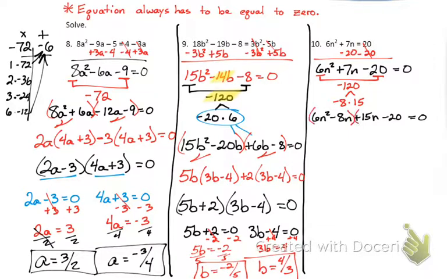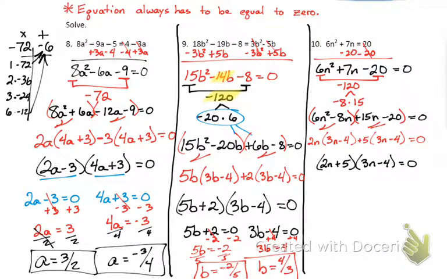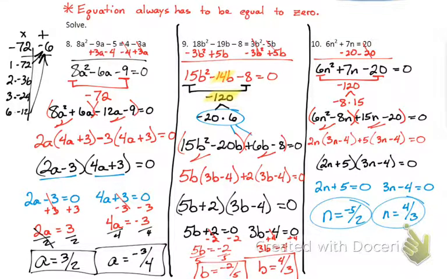You now group factor. Pull out a 2n. Factor out a 5. The two binomials are 2n plus 5 and 3n minus 4. Since they equal 0, you're allowed to set each of them equal to 0. And again, solve. I skipped the basic solve steps here, but you should know them. Subtract 5 on both sides, divide by 2. Second equation, add 4 to both sides, divide by 3. You get negative 5 halves and positive 4 thirds.